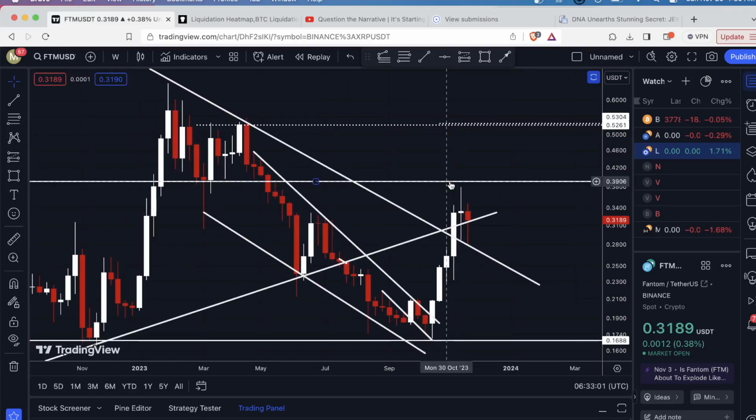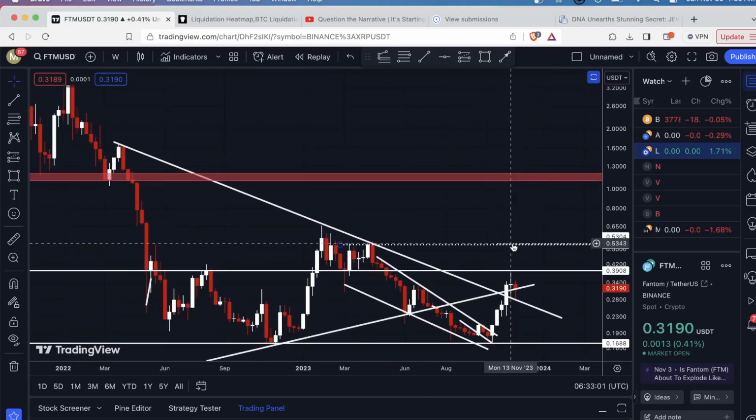This is the local resistance at around 39 cents. If we crack that, I think we're going to come up to just under 53 cents. And then once we're around here, I'll obviously do new updates on Fantom. And then the primary target beyond that is going to be up here, between $1.10 and $1.20.